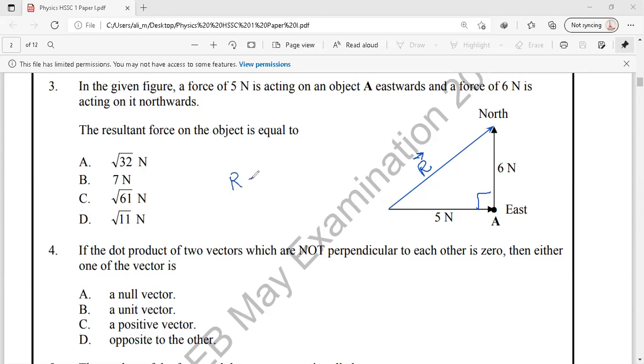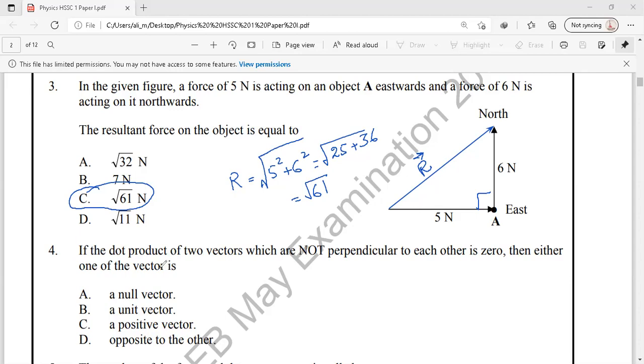So resultant would be equal to the positive square root of 5 square plus 6 square. 5 square is 25 and 6 square is 36. This would become equal to square root of 61. So the correct answer for this question number 3 will be option C.